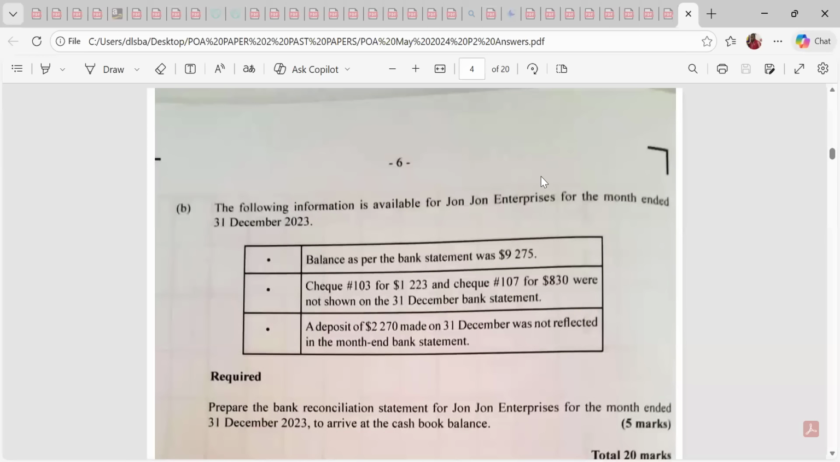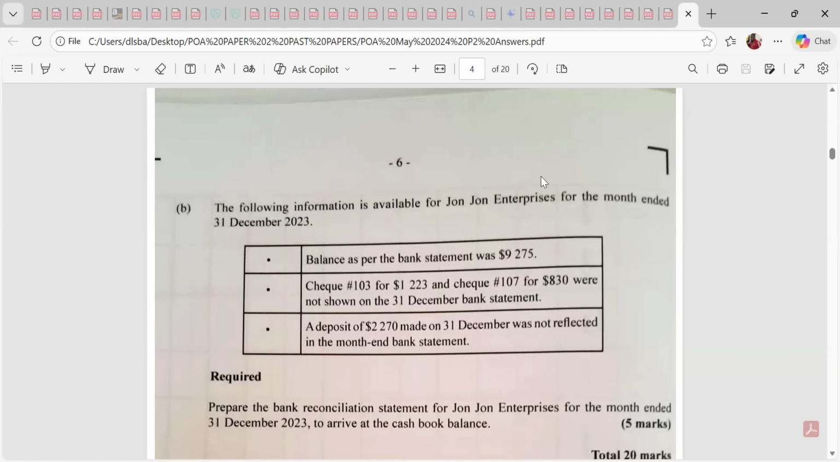So they want us to do the bank reconciliation statement for the month ended to arrive at the cash book balance. So we're not starting with the cash book balance, we're ending with the cash book balance. Bank reconciliation is normally your cash book balance, add unpresented checks, minus late lodgements, and that would give you the bank statement balance.